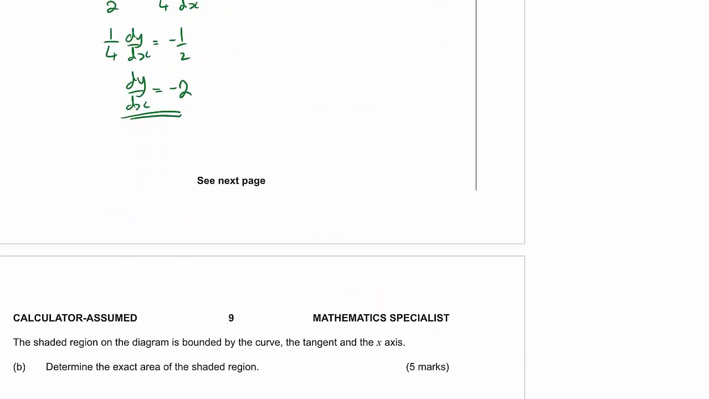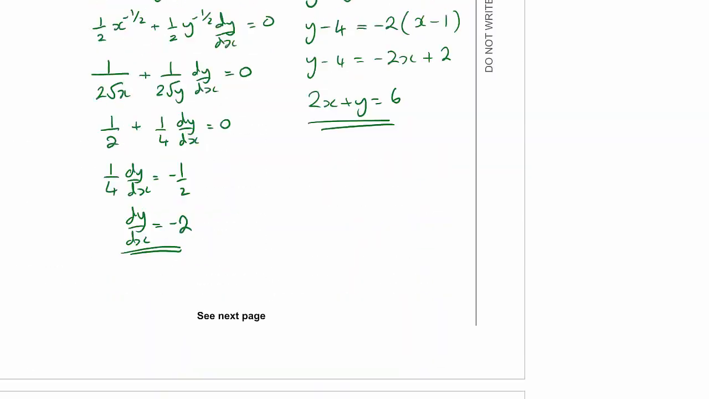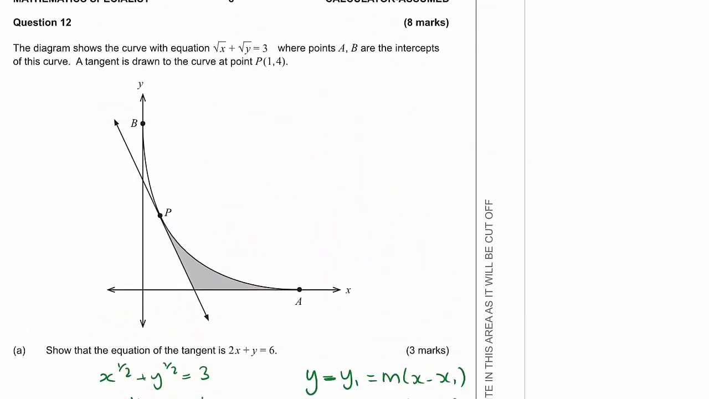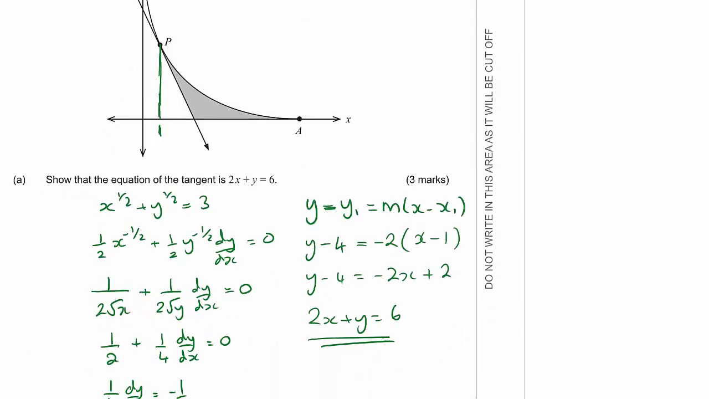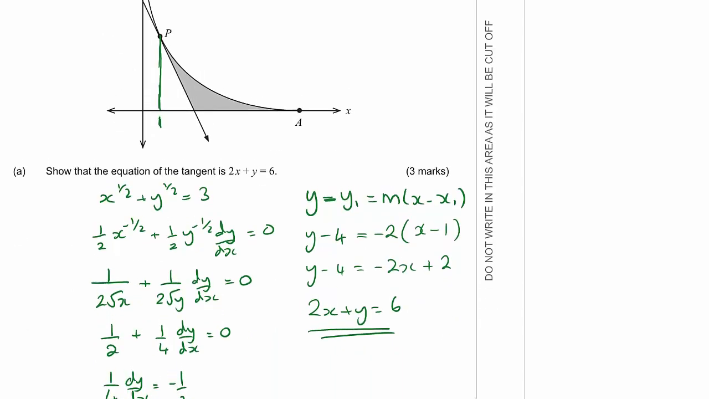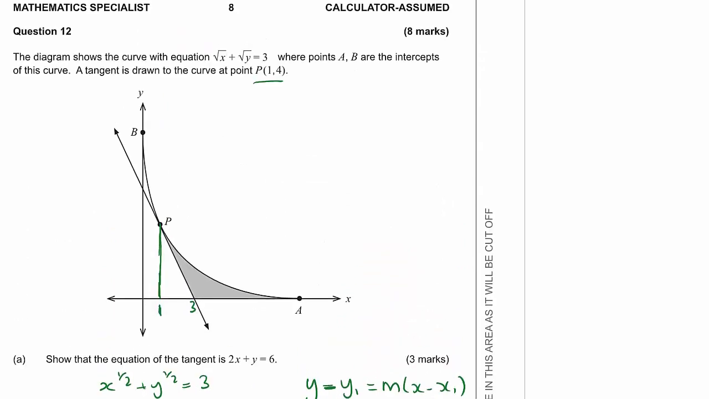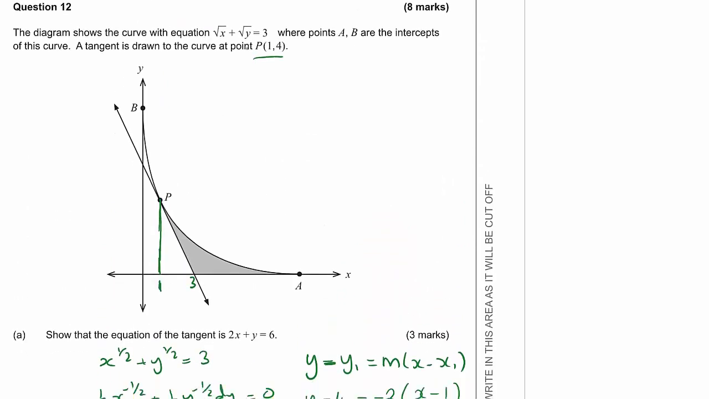So what we're now asked to do is determine the exact value of the shaded region. I'm actually going to work on that up here where I can see the graph. I know that this is at 1 because we're given that. And if we think about this line, 2x plus y equals 6, where does that cross the x-axis? Well, when y is 0, so this is at 3. And we also need the coordinates of A, which is when y is 0, so root x equals 3, so A is at 9.